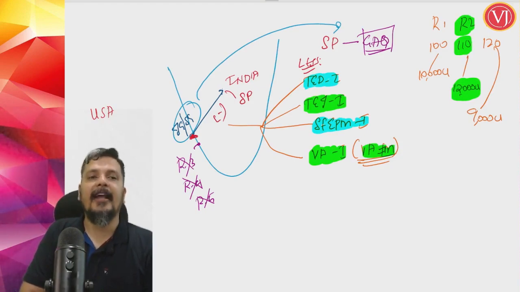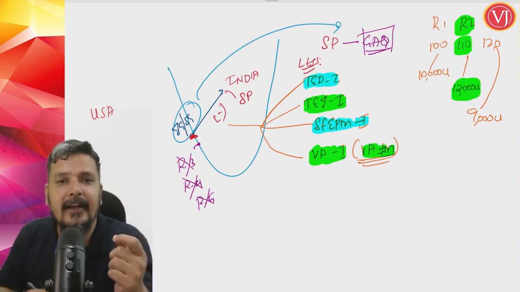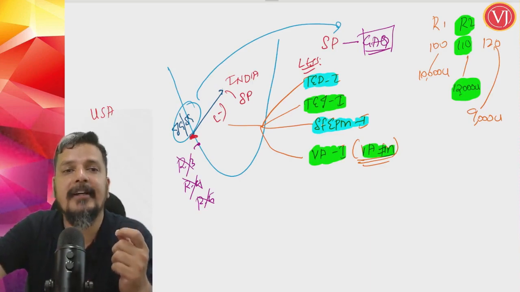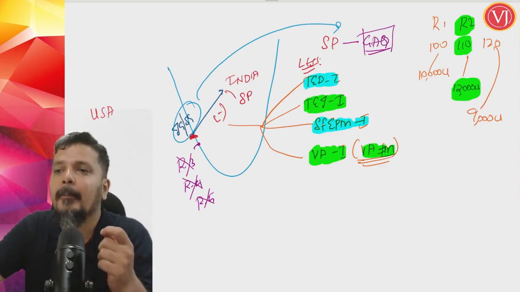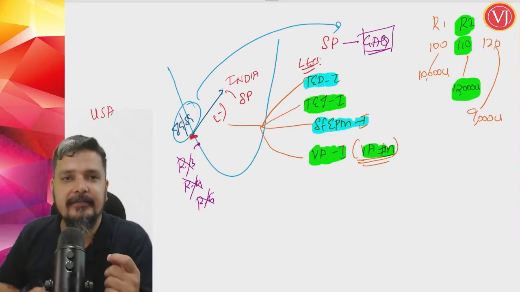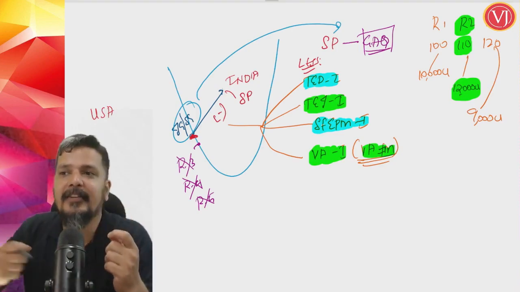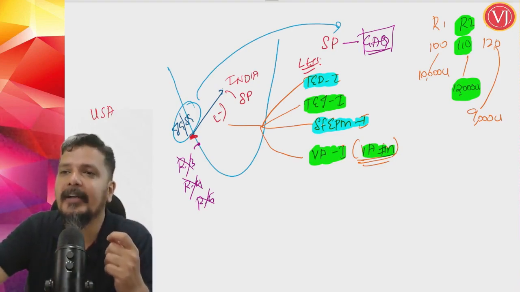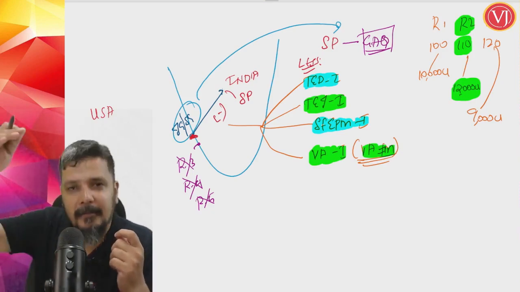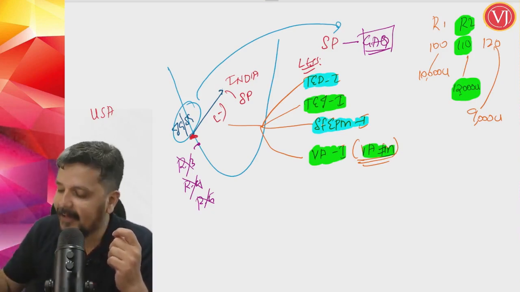Which reference point will I select? I'll select the reference point which has the maximum quantity sale. From there, I'll do all the deductions.